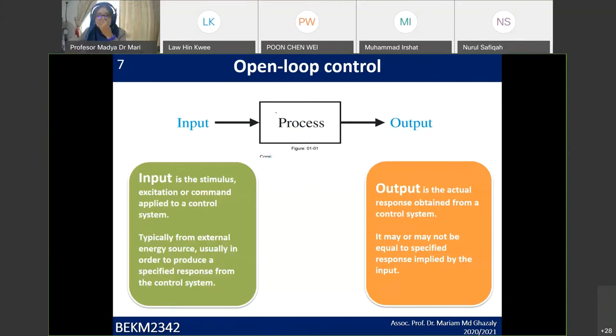The process, or we normally call it here the plant. Inside the plant, normally you have a process. Input is the stimulus, excitation, or command applied to a control system. The input is typically electrical: you have the voltage, you have the current, you have compressed air, compressed liquid. Typically it is from external energy sources. So that's why sometimes you need a current amplifier or voltage amplifier.